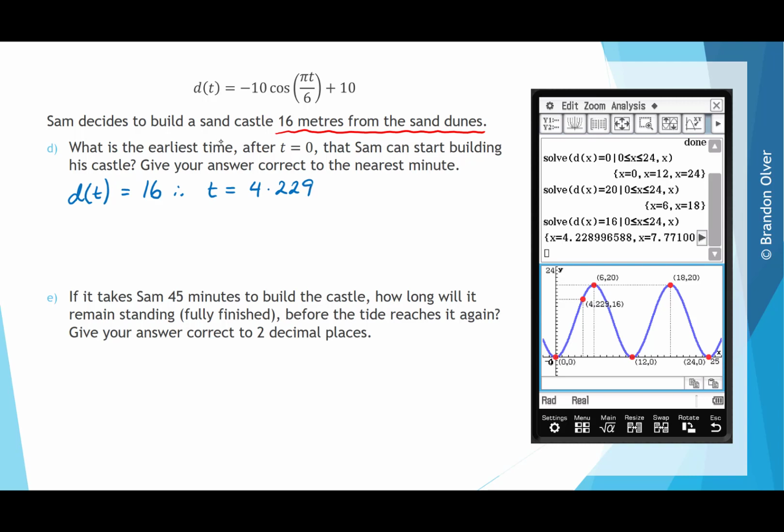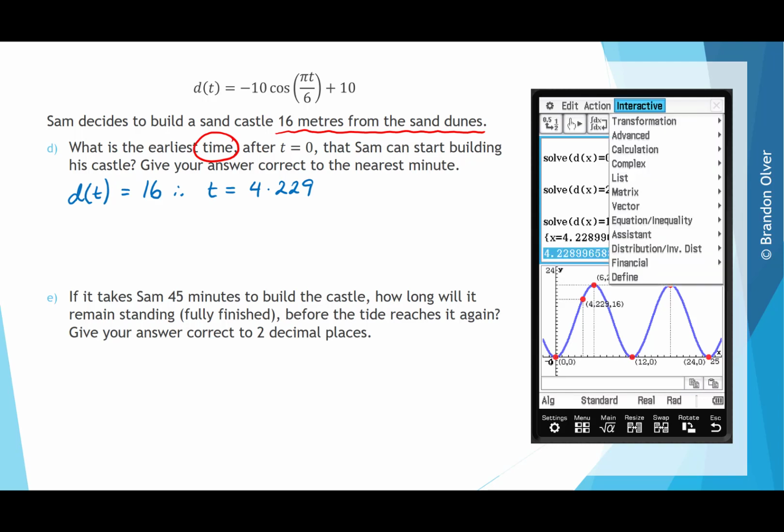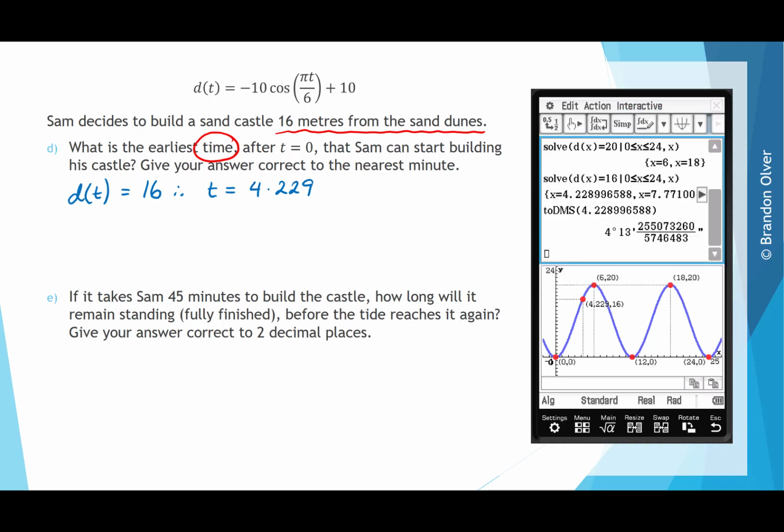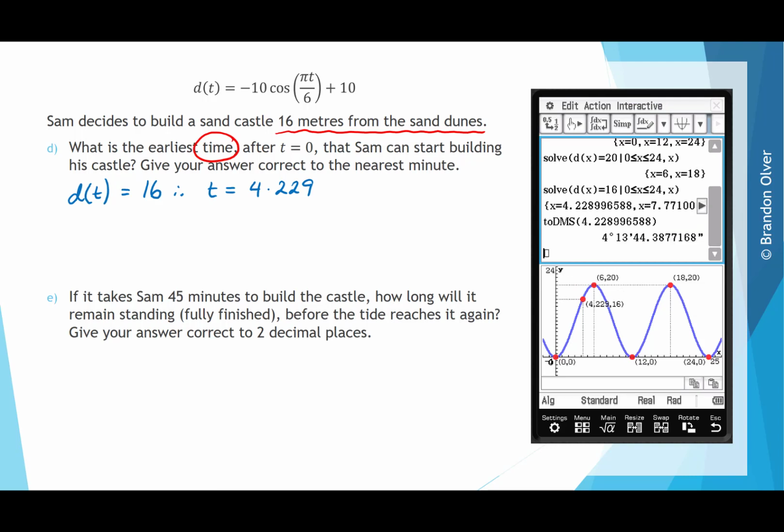However, once again, we need to read the question to make sure we answer it. So we're asked for the time. So instead of a number of hours, we need to convert this into a time. As we're asked for a time, and we've currently got it as hours in a decimal, we can drag that down to the next line, highlight it, and go interactive, transformation. And DMS is degrees, minutes, seconds, which is the same conversion we use for hours, minutes, and seconds. So if we go to DMS, that will convert it to 4 hours, 13 minutes, and going to a decimal, this is 44.4 seconds. So it's close to 4 hours and 14 minutes.